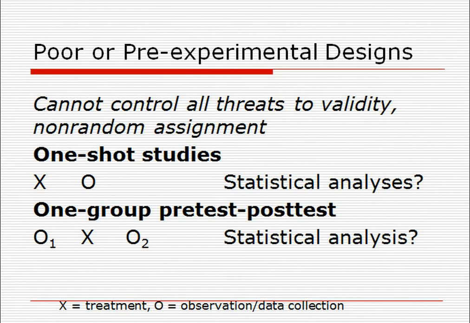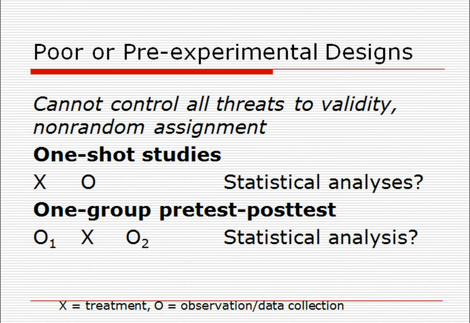Although the textbooks like to use the term poor experimental designs, probably pre-experimental designs or non-experimental designs is a different and better, more appropriate term. Most of the time this involves when we can't control all those threats to validity, we don't really know if our outcomes are going to be valid, especially if we have a non-random assignment.